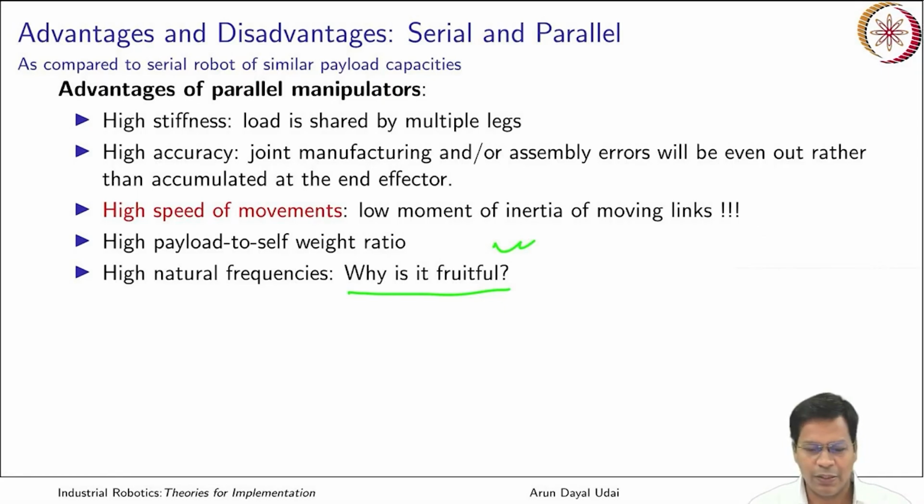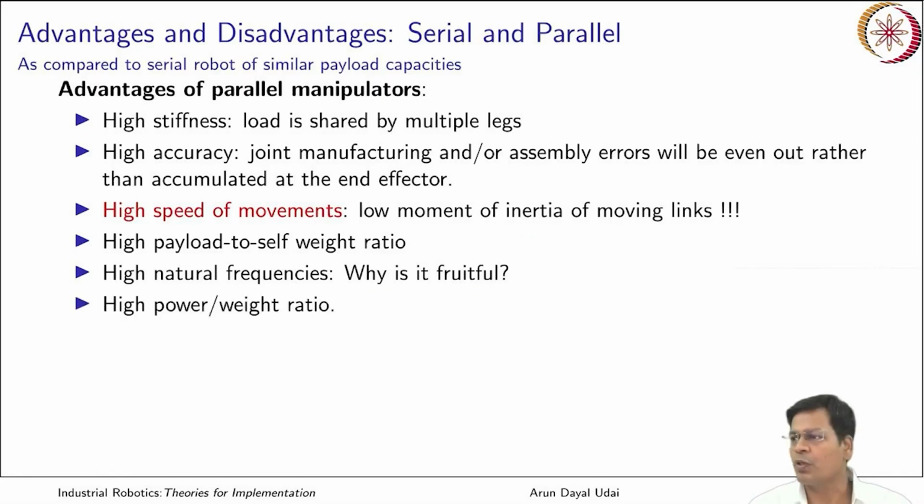Okay, so that is the reason it is very useful, and you don't have any control in the case of a serial robot, even if that happens. You just have to skip that working frequency, that working cycle. That cycle frequency you have to just exclude from your programming system. Okay, so again, it has a high power to weight ratio. It draws very little power for the same payload capacity as compared to a serial robot. It is different from the payload to self weight ratio.